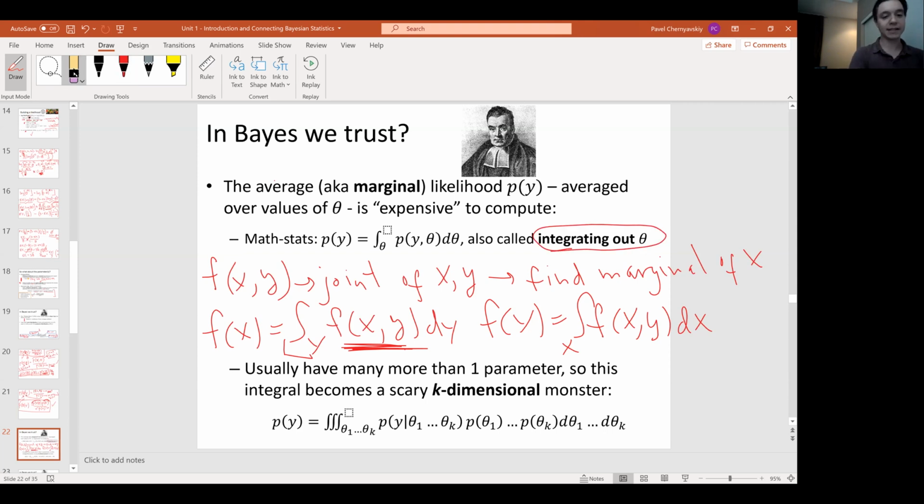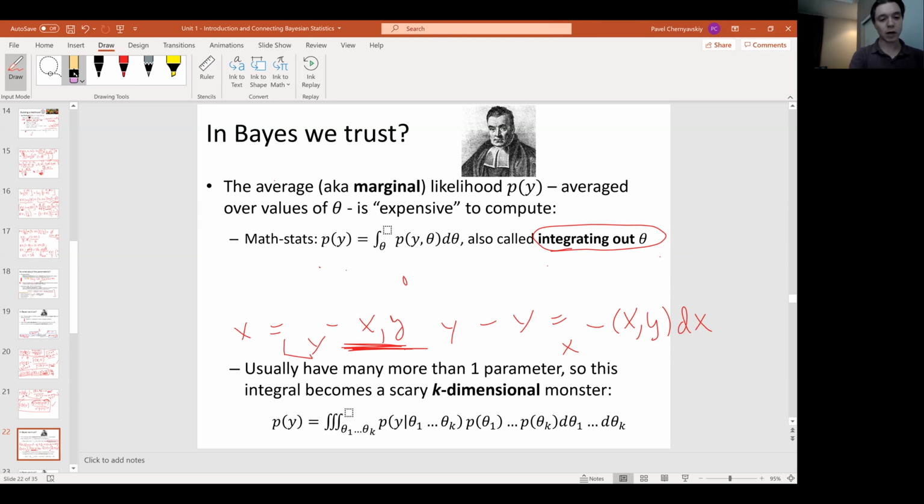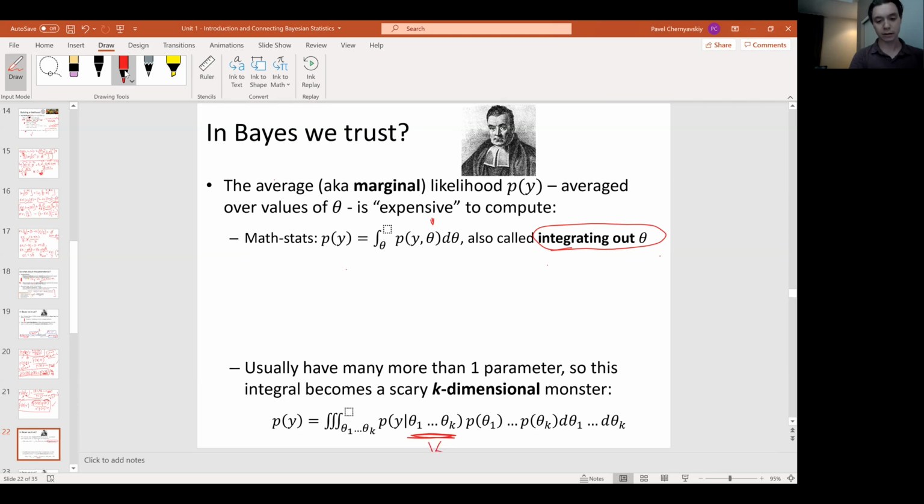So if we go back to our Bayesian world, I don't have x and y, I have my data y, my observed vector of observations y, and I have my parameters, theta. In the first case, it is just a single parameter. In the second case, I have a bunch of parameters, k parameters. So to get my marginal of y, I integrate the joint distribution with respect to theta, or say over theta, and I get something that is a distribution of y.